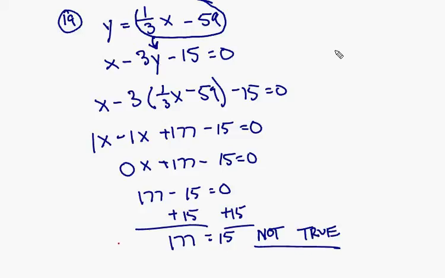So what does that tell you? What that tells you is that this is an inconsistent system, which further tells me that these lines are probably parallel.